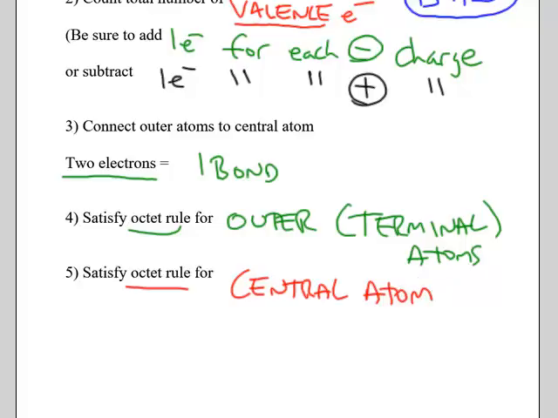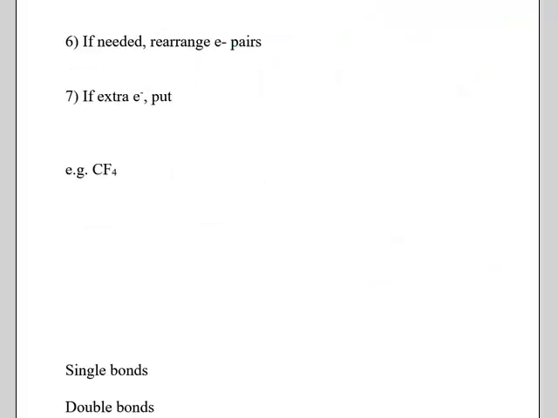And it's important that you follow that order. So it's always the terminal atoms get satisfied first, central atom gets satisfied second. Step 6, you may not have to do this step, but if it's needed, you'll have to rearrange electron pairs to make multiple bonds.